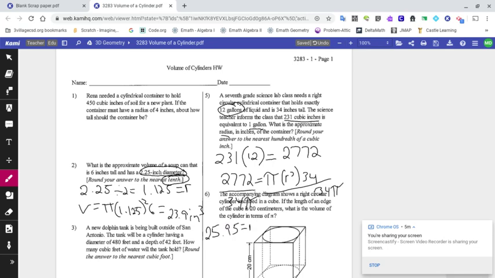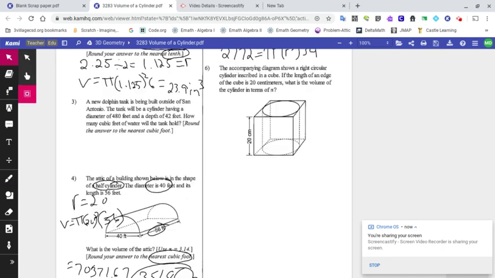25.95. That equals r squared, though. So to get the radius, I need to take the square root of that number. The square root of 25.95 is going to equal 5.09. I'm going to go back and look: where does it want me to round to? Nearest hundredth. So there's your answer, 5.09.